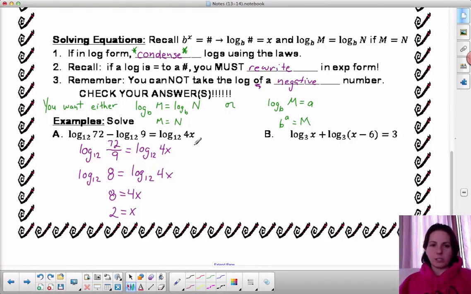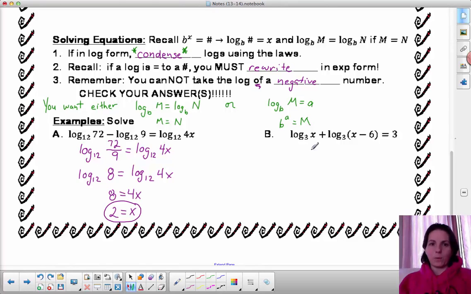We always go back and double check, to make sure that when I plug in this 2, I don't cause myself to be taking the log of a negative number. 4 times 2 is 8, so it's not, so this does work. It won't cause any errors there.